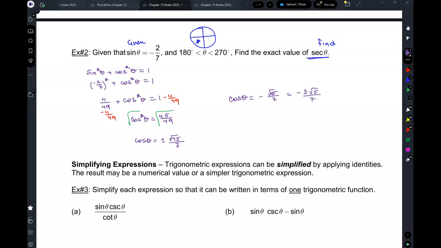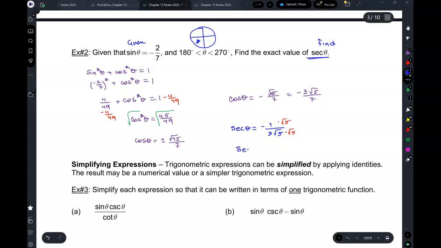Okay, that's great, but I need secant. Secant of theta is negative 7 over 3 root 5. Rationalize that denominator. So secant of theta is negative 7 root 5 over what? 15.